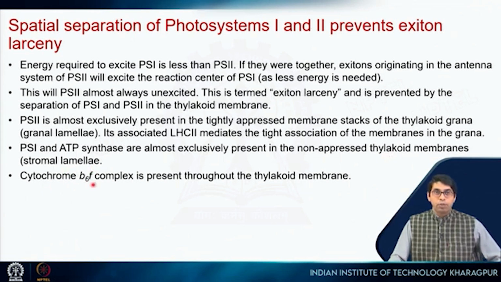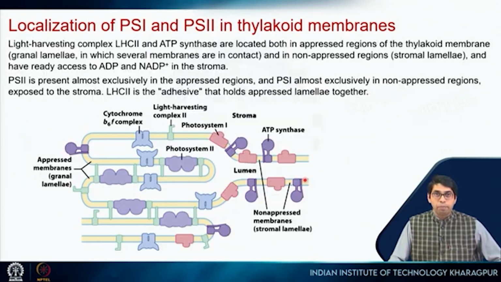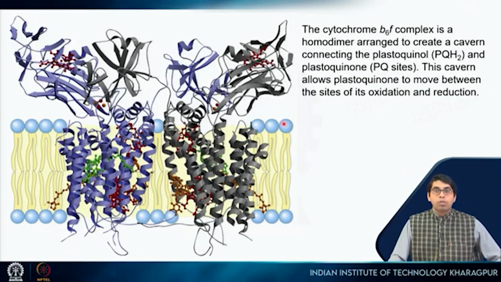Cytochrome b6f complex is present throughout the thylakoid membrane. So the cytochrome b6f complex is shown here. It is present both in the non-appressed as well as the appressed part of the membrane, okay? So this is the structure of the cytochrome b6f complex. It's a homodimer, right? It is arranged to create a cavern. So that is a cavern, right?